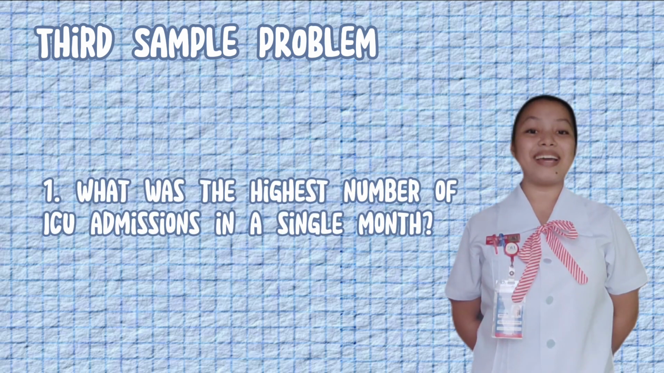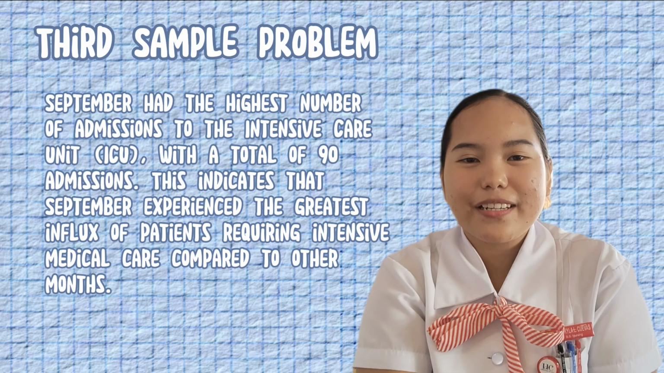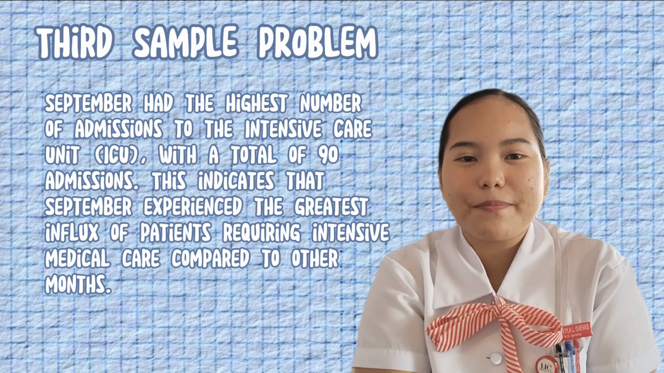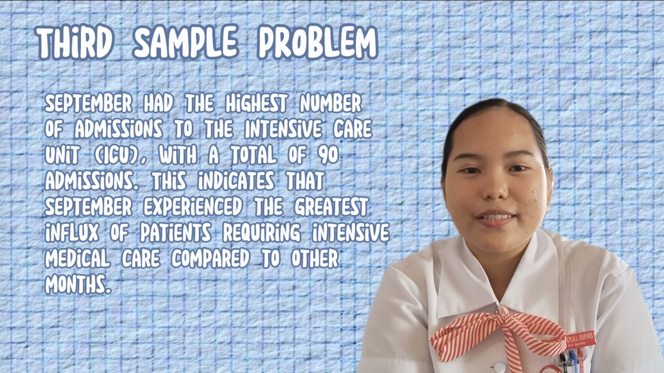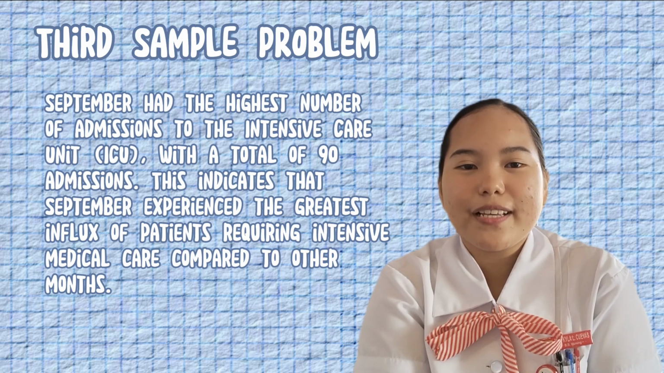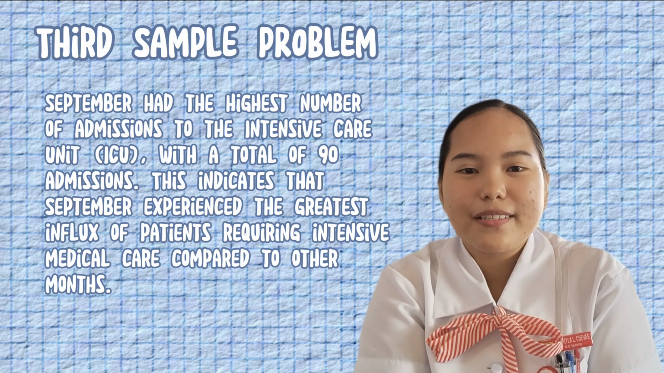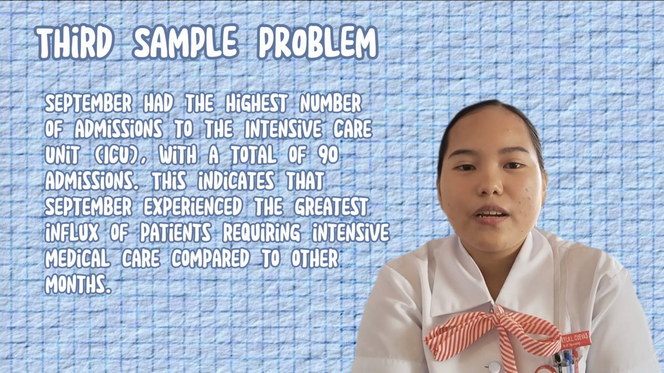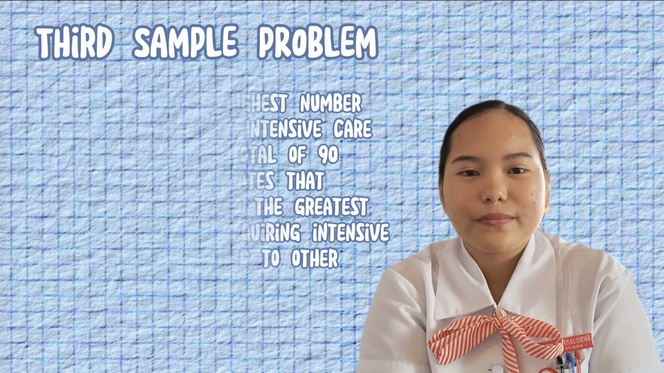First, what was the highest number of ICU admissions in a single month? Based on the data provided, it can be observed that September had the highest number of admissions to the intensive care unit, with a total of 90 admissions. This indicates that September experienced the greatest influx of patients requiring intensive medical care compared to other months.